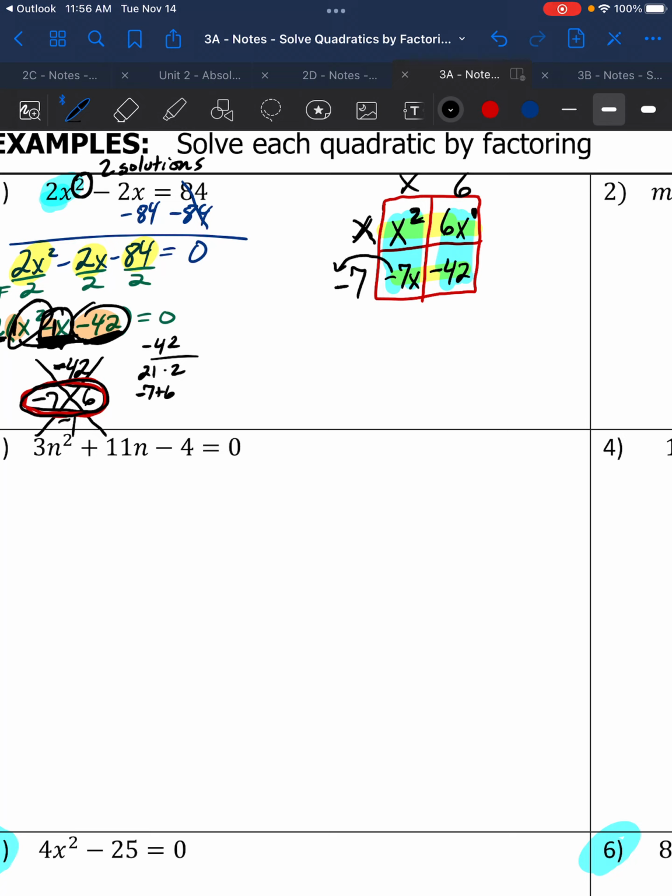Now the signs always come from whatever sign is next to it. So the bottom left, if it's negative, it'll be a negative. Top right, if it's positive, then it'll be a positive that comes out. So my two factors are x plus 6 and x minus 7.